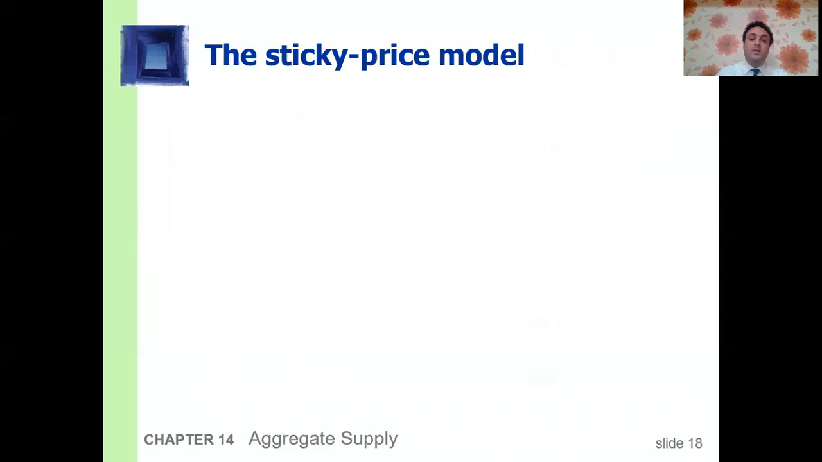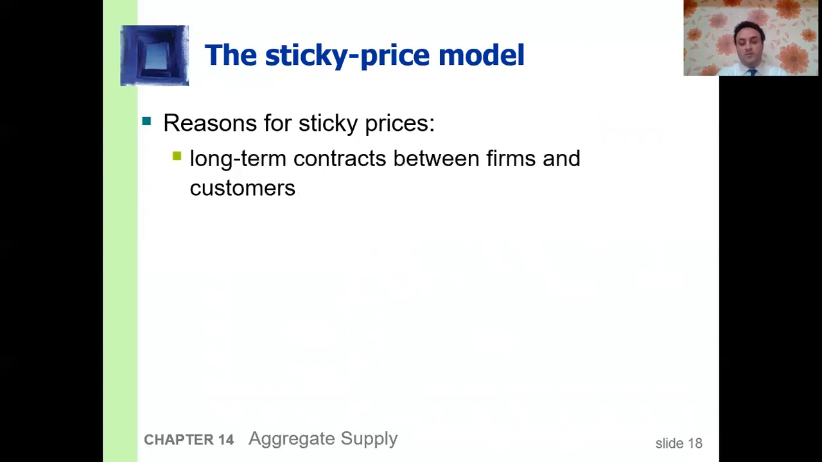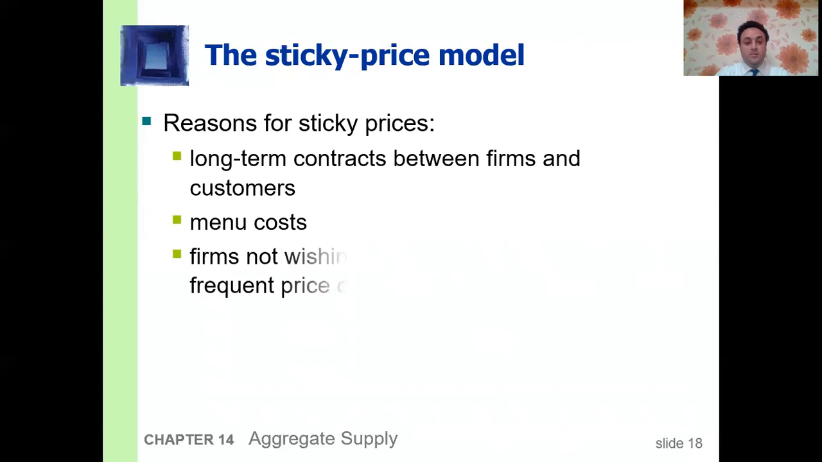Third model, the sticky price. Reasons for sticky prices: first, we have long-term contracts between firms and customers. This is why the price sticks for a period of time. Also, menu costs. Shops, magazines, restaurants, and so on will not change their menu prices in the short term. Also, firms do not wish to annoy customers with frequent price changes.